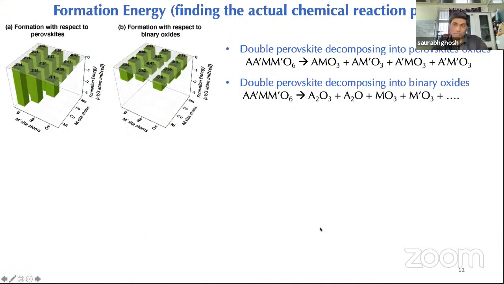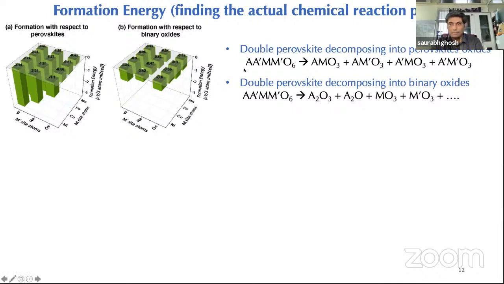Now, the next important point is the formation energy. I am saying that my 3D-5D system will have A-site layer ordering and B-site rock salt ordering, but experimentally we need to form them. So now we calculate the formation energies of these A prime, M M prime, O6. We calculated the formation energy with respect to the binary oxides and also with respect to the perovskite oxides.